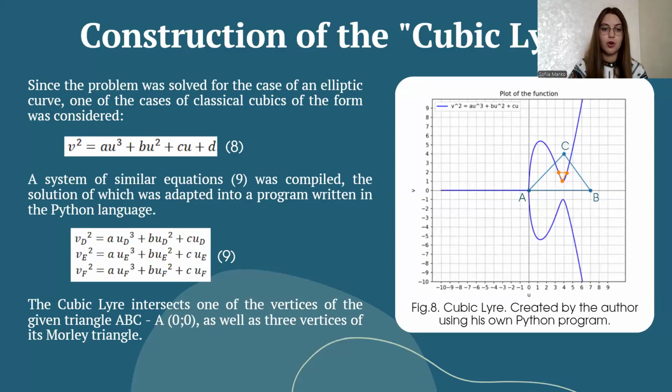After this, since the problem was solved for the case of an elliptic curve, one of the cases of classical cubic of the form was considered. A system of similar equations was compiled, the solution of which was adapted into a program written in the Python language. And in such a way was created the cubic Lyre, the new cubic, which can intersect one of the vertices of the given triangle ABC, H00, as well as 3 vertices of its Morley triangle. And the graph of cubic Lyre is in figure 8.